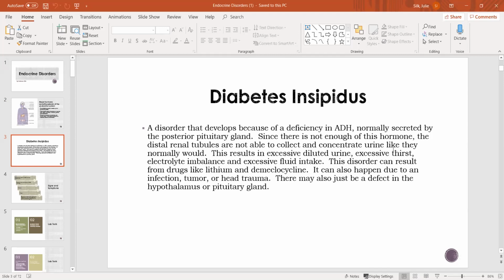Okay, so for the first one, diabetes insipidus. Do not get confused that this is another type of diabetes. It is not that. Even though this is the name of it, that's not why it's called that. What's happening here is the hormone that we're looking at is antidiuretic hormone, ADH. So with this disorder, diabetes insipidus, you're going to have not enough of this hormone.